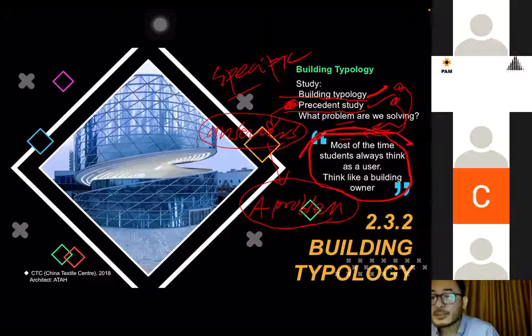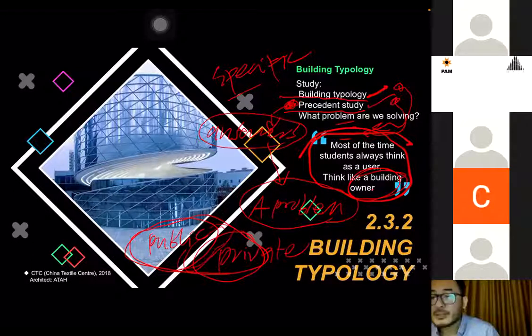So when you have that, okay? When you think like a building owner, you start to design the building as a whole, where you have public and private, and then all these overlapping spaces, which are semi-public and semi-private. When you have these gradients of privacy, you must identify them.